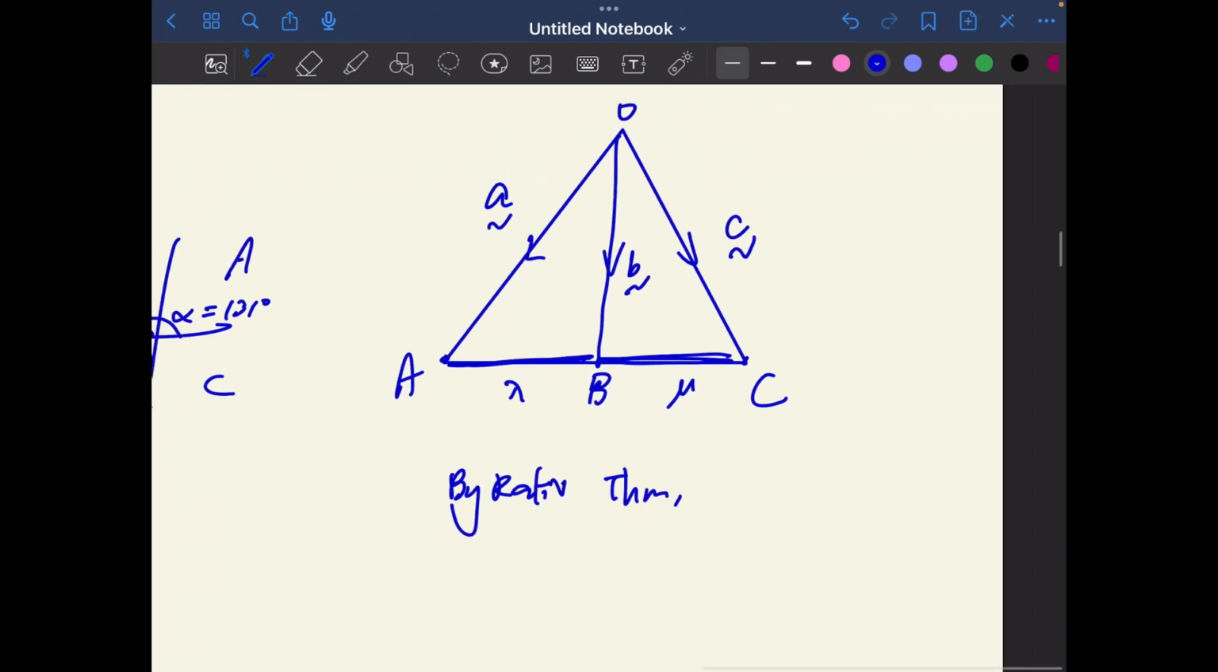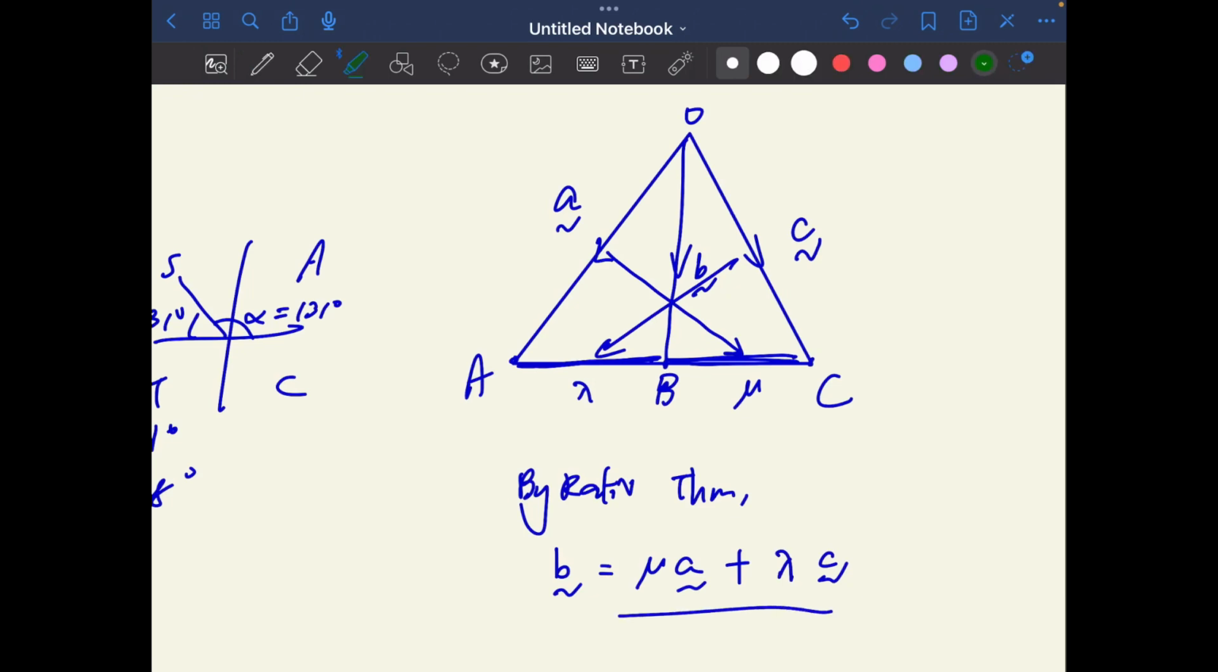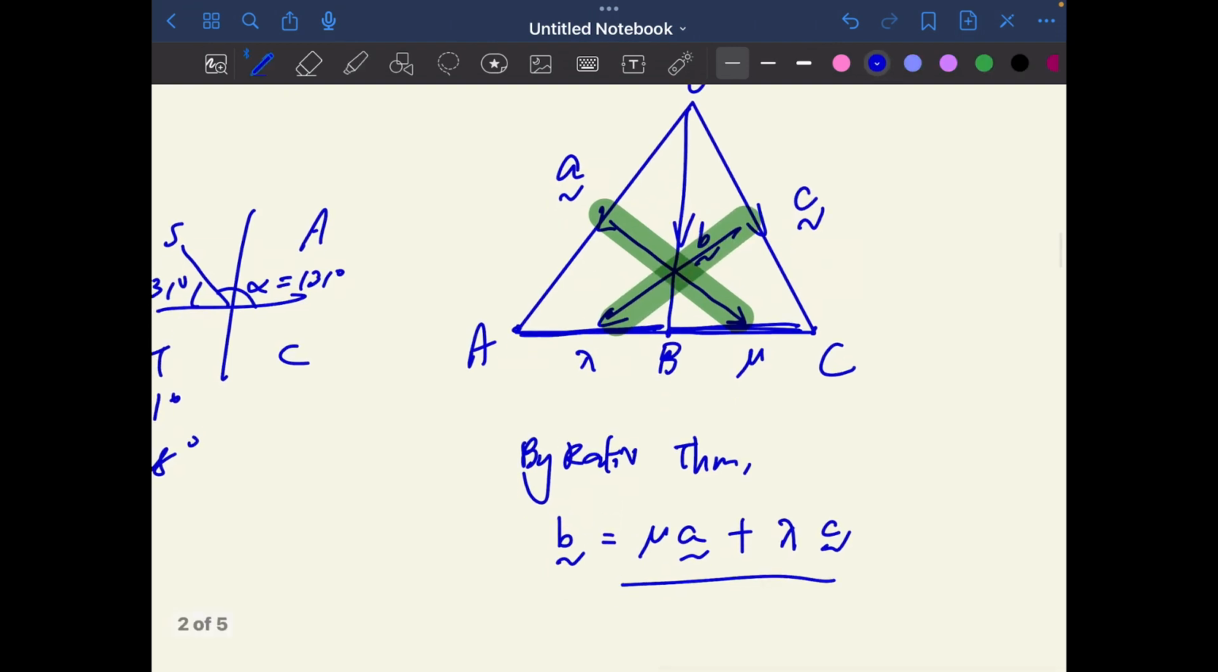Then by the ratio theorem, you can say vector B equals A mu plus C lambda. So it's always the opposite of the vector. Then your denominator will be lambda plus mu.